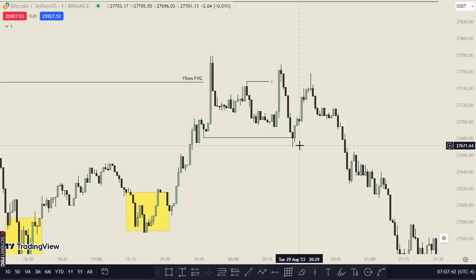So we have come to the end of this video. These are the 5 confluences that will make your next trade using market structure shift a high probability and A+ setup.